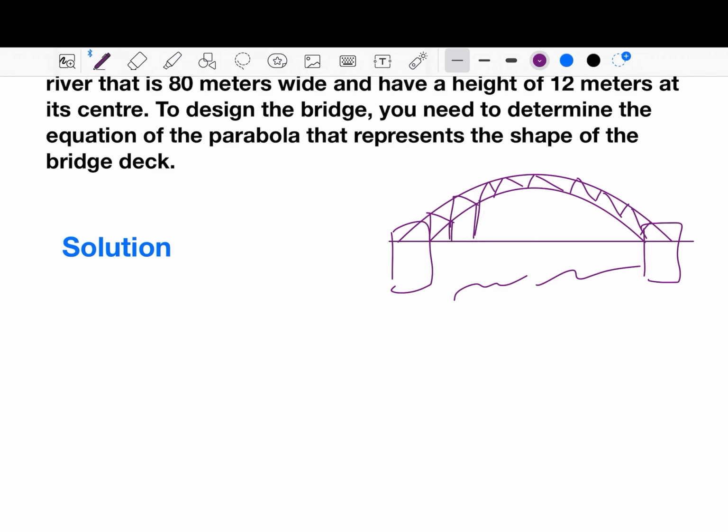Right, so it looks good on paper. This is the road, right?